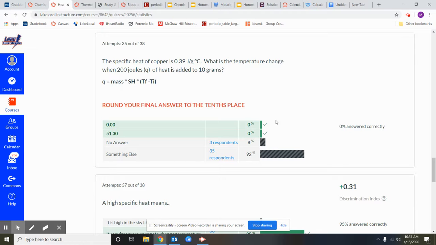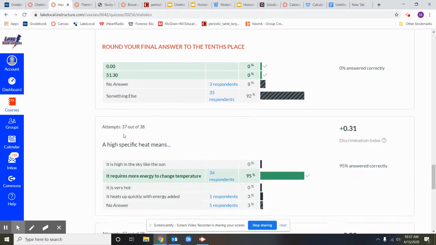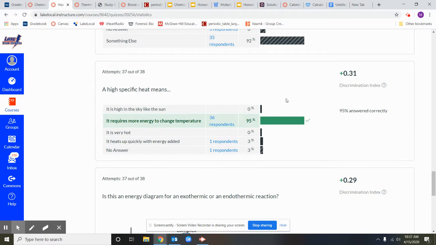I'm going to look at that one because I think that there are some answers that are probably correct. They just didn't get rounded correctly. So I just wanted you to have feedback on what that was. But that is your answer, 51.3 degrees. So I'm going to regrade that question, but I wanted you guys to see what the answer was. Okay, high specific heat.